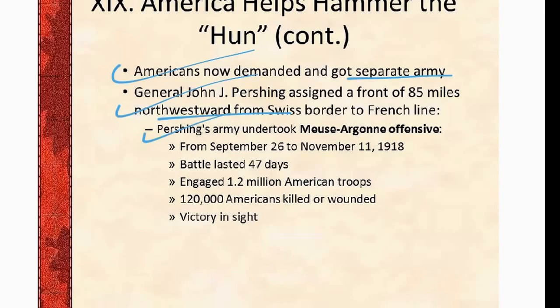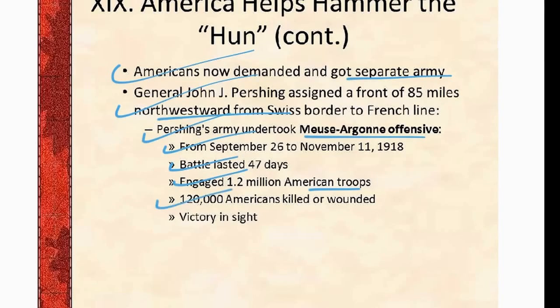Pershing's army undertook the Meuse-Argonne offensive. From September 26 to November 11, 1918, the battle lasted for 47 days. It engaged 1.2 million American troops. 120,000 Americans were killed or wounded, but victory in World War I was in sight.